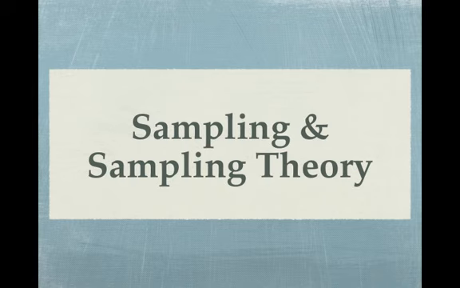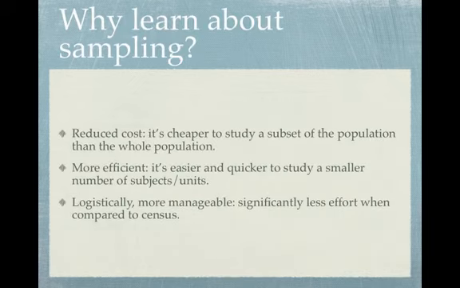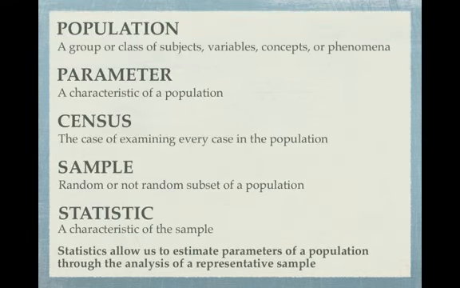So, the first chapter that you've read this week was about sampling and sampling theory. And it's important to learn about sampling because in order to maximize the quality of your results and minimize the cost and effort that you put into a research study, you need to use samples, subsets of the population. So logistically, it's more manageable to use a sample for your study rather than conduct a census examining the whole population.